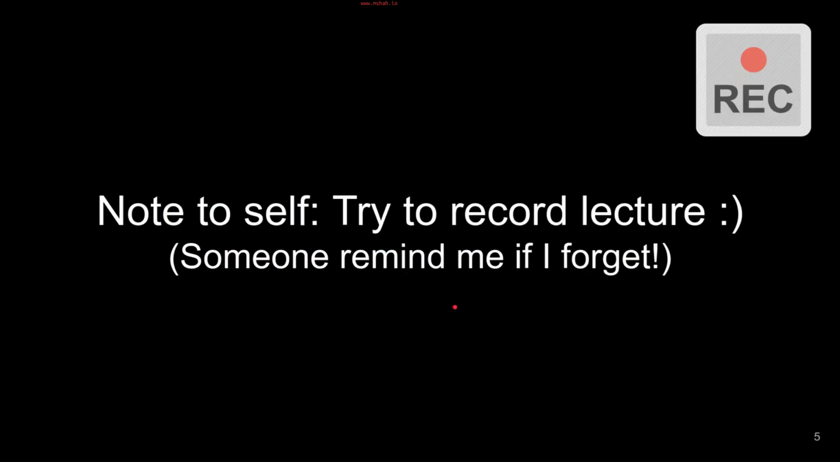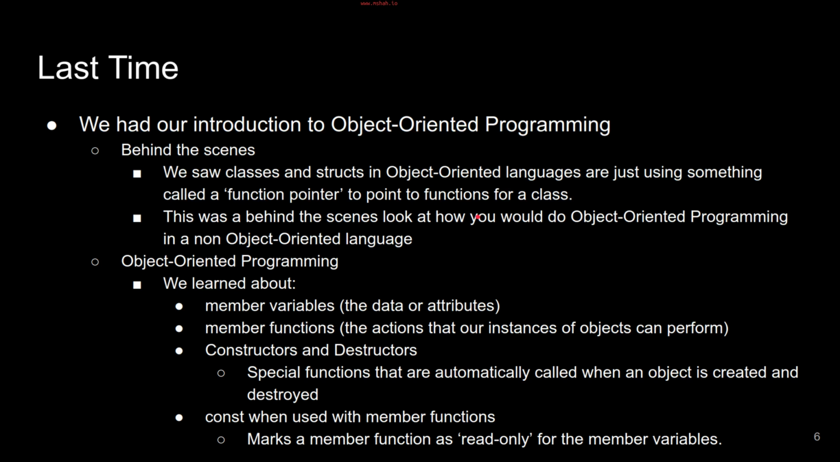All right, so we are, of course, recording. Last time we had our introduction to object-oriented programming. I started this out maybe in a stranger way than other folks teach it, but I found it's always nice to know how stuff works behind the scenes. We looked at an example of doing object-oriented programming in a language that doesn't have objects. If you're coming from a Java background, it's less likely that you've seen how Java actually implements a class.